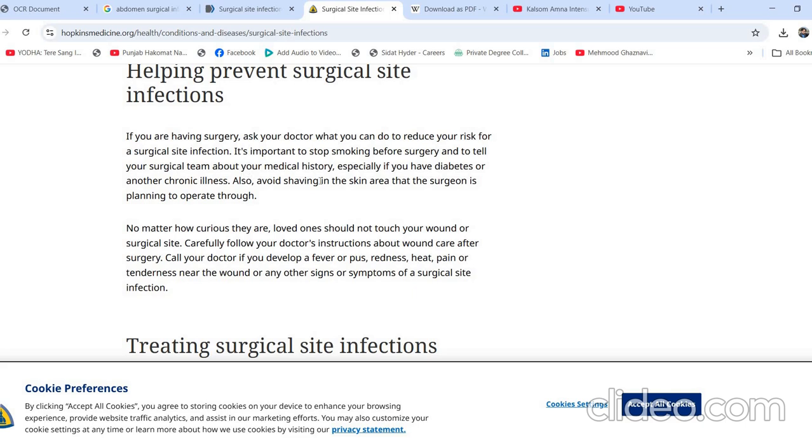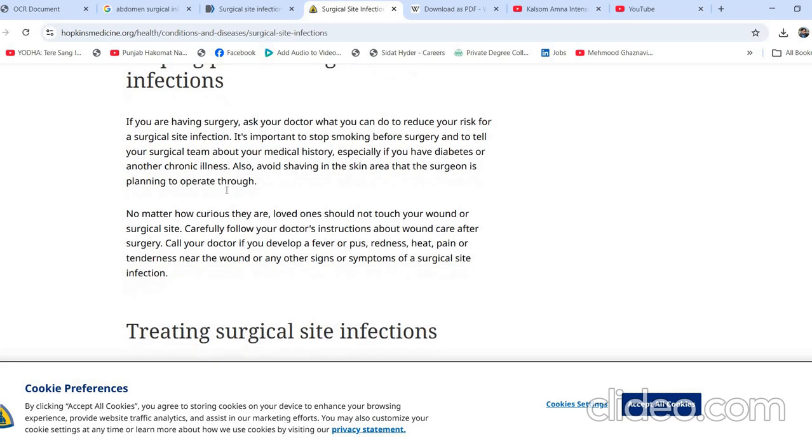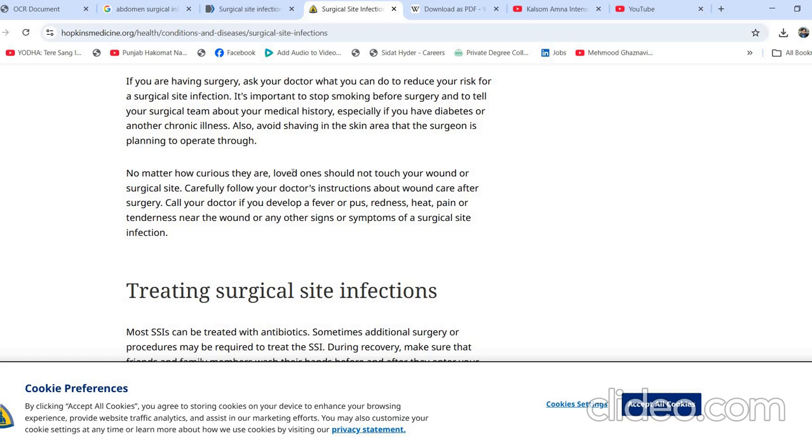Also avoid shaving the skin area that the surgeon is planning to operate through. No matter how curious they are, loved ones should not touch your wound or surgical site. Carefully follow your doctor's instructions about wound care and surgery. Call your doctor if you develop a fever or pus, redness, heat, pain, or tenderness near the wound, or any other sign or symptoms of a surgical site infection.